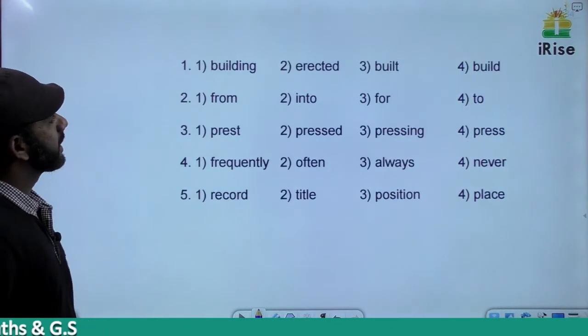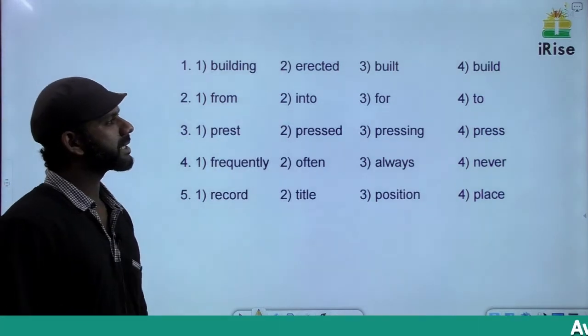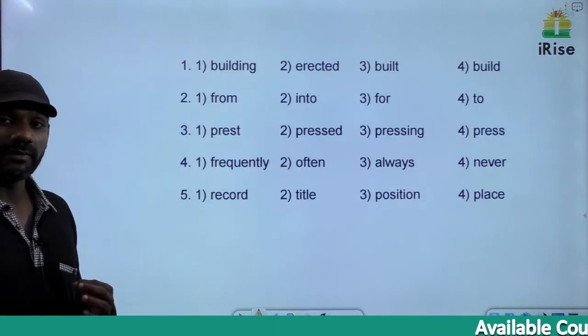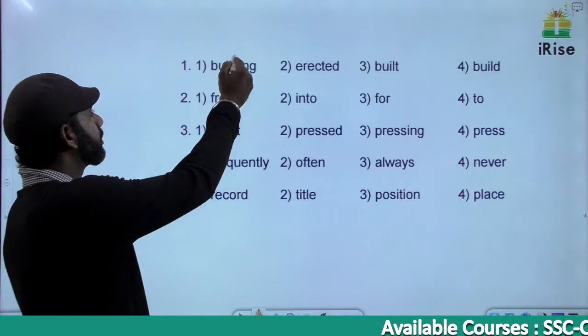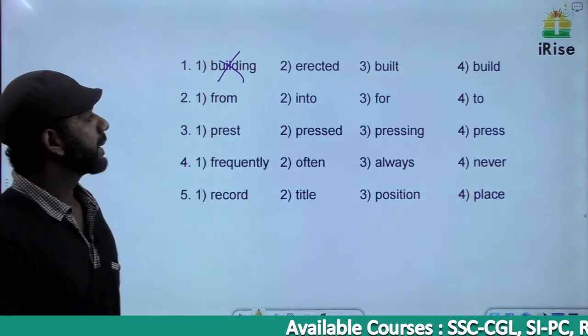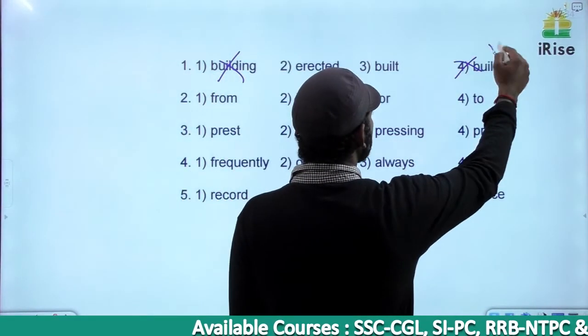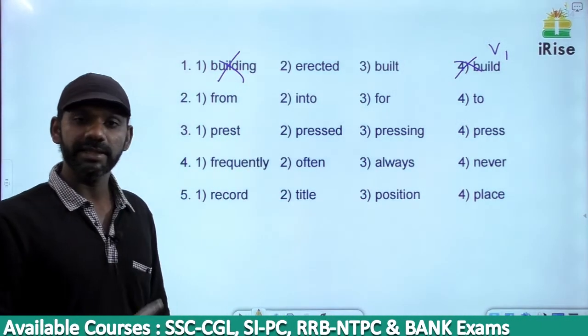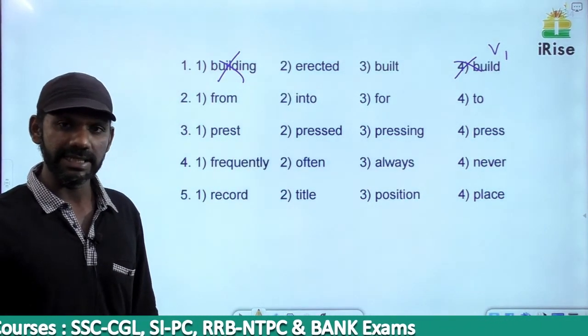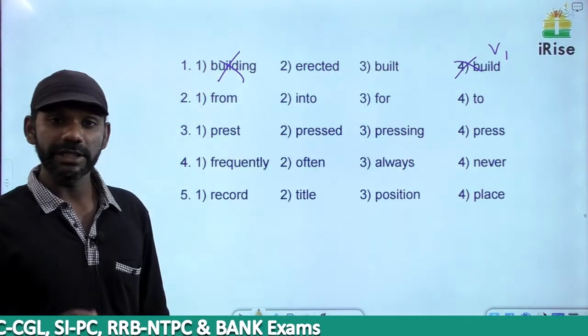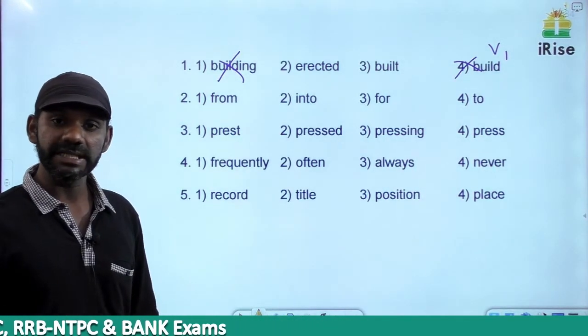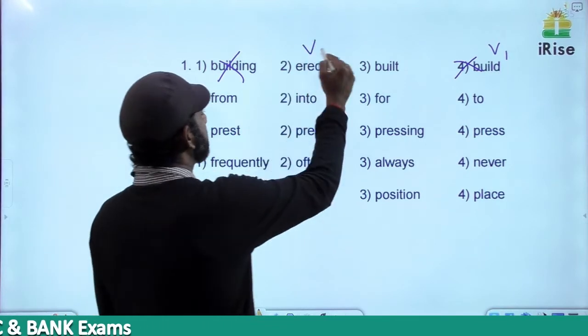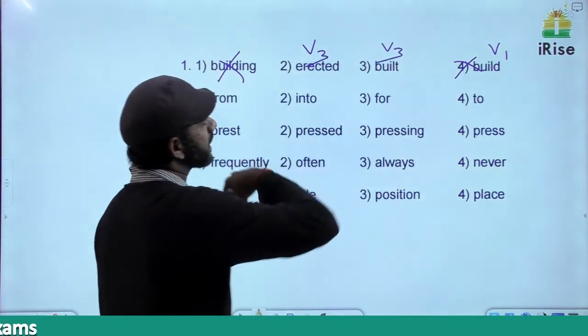Come to the options. Building, erected, built, build. We want V3 here, based on that building is gone, because of the ing. Build is gone, build is V1. We want V3. Erected is both V2 and V3: erect, erected, erected. Built is also both V2 and V3: build, built, built. Now, it was erected or it was built.